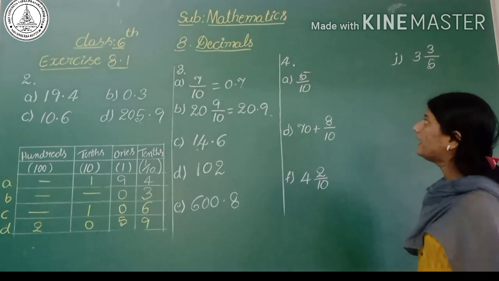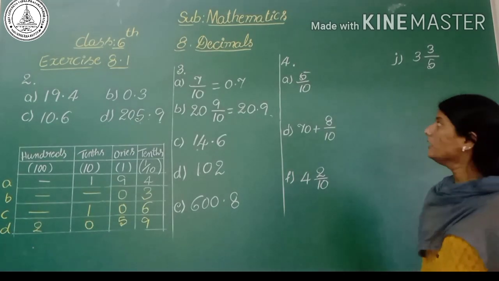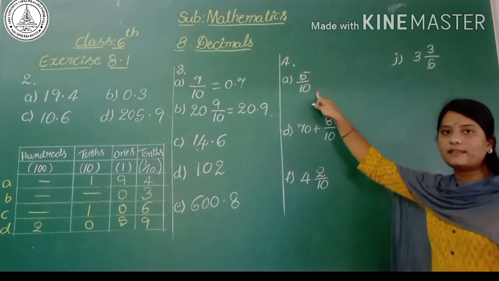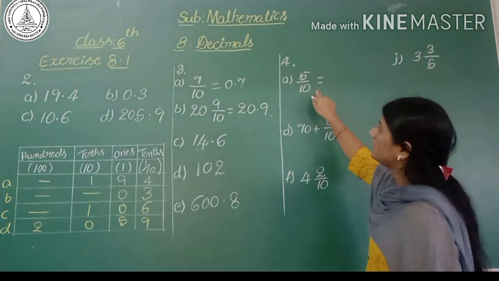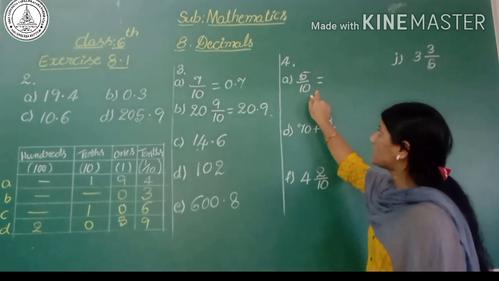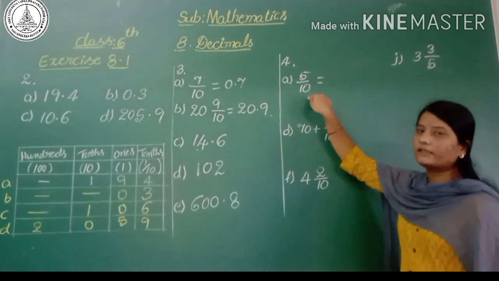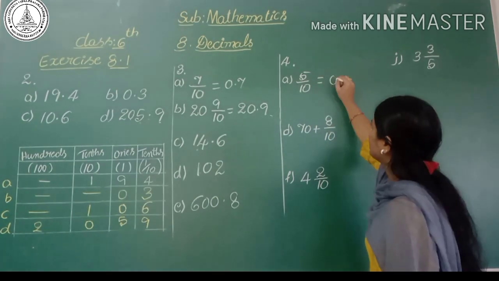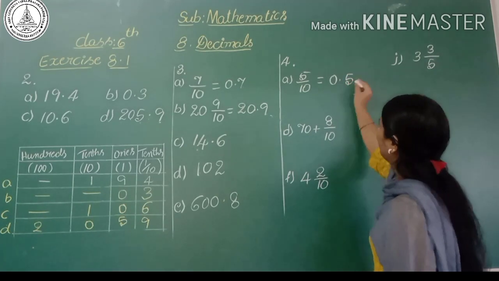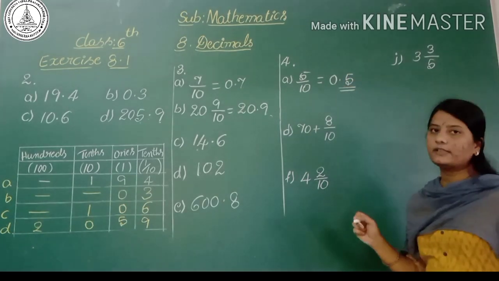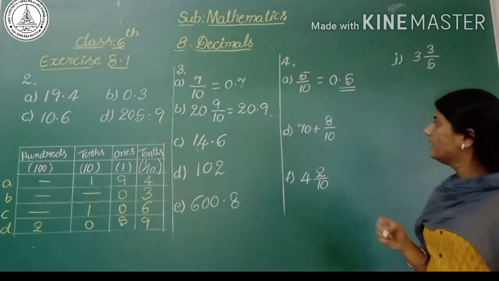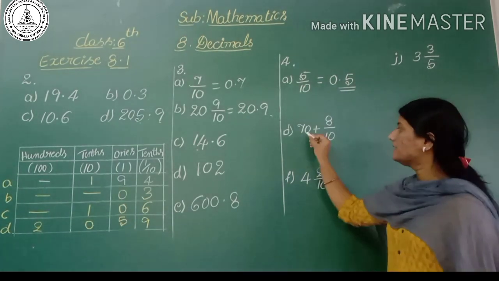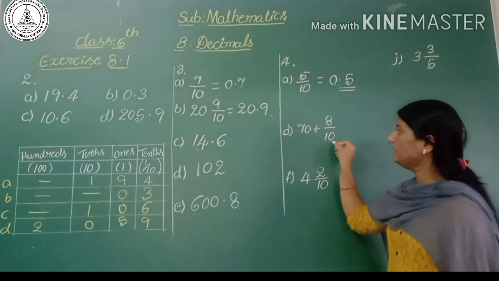A question, 5 by 10. We have to write it as a decimal number. How can we write it? We can read this fraction as 5 tenths, right? So 5 tenths can be written as 0.5. Then similarly, D is 70 plus 8 by 10.